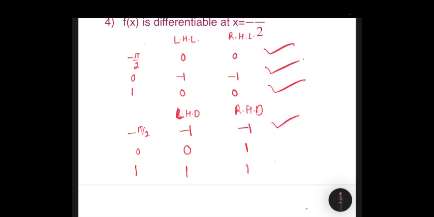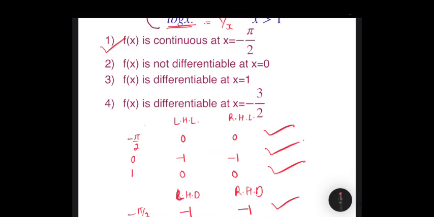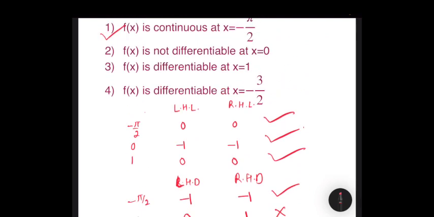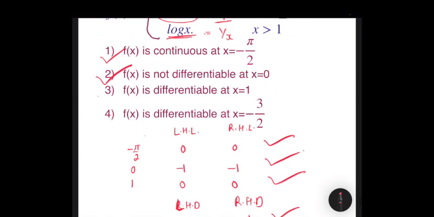So the function is differentiable at minus pi by 2. When x equals 0, LHD is not equal to RHD. So the function is not differentiable at x equals 0. When x equals 1, LHD equals RHD. The function is differentiable at x equals 1. Now check the options. f(x) is not differentiable at x equals 0. Yes, so this one is correct. f(x) is differentiable at x equals 1. Yes, differentiable at x equals 1.